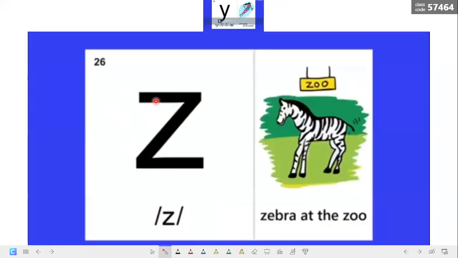And 26 is the letter Z, and it has the sound "z," okay? Like the word zebra at the zoo. We have here two Z sounds: zebra at the zoo. Listen and repeat. 26. At the zoo.